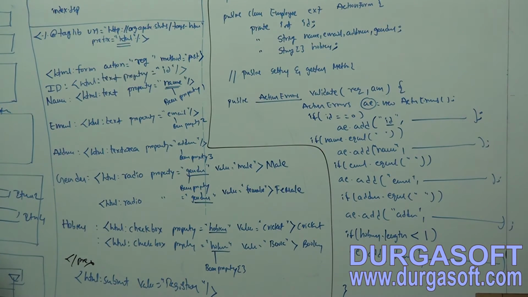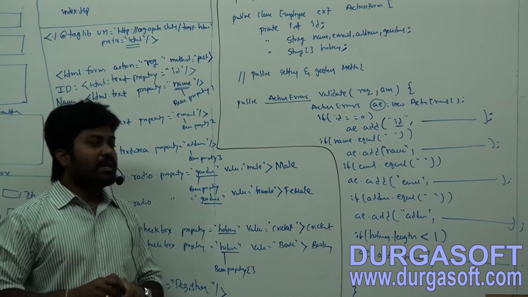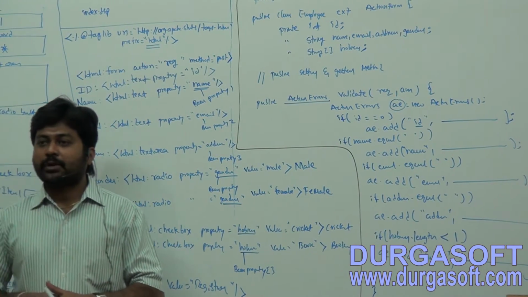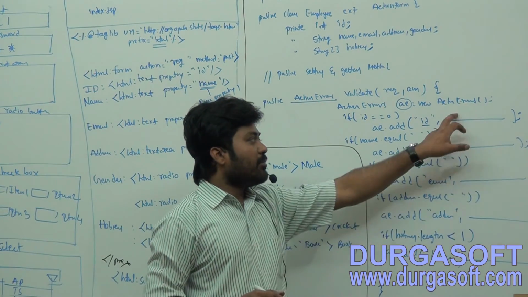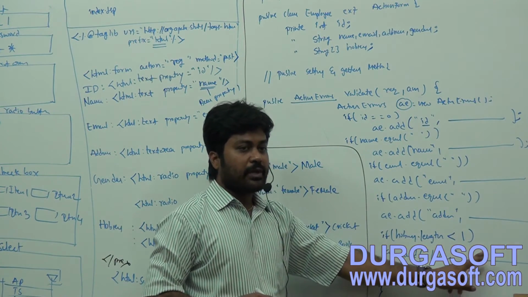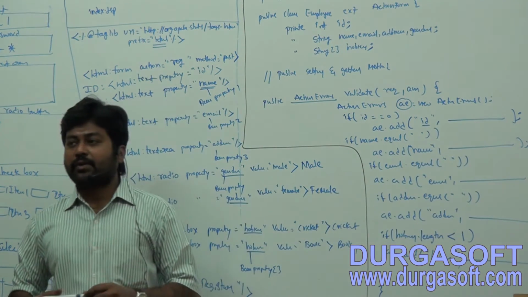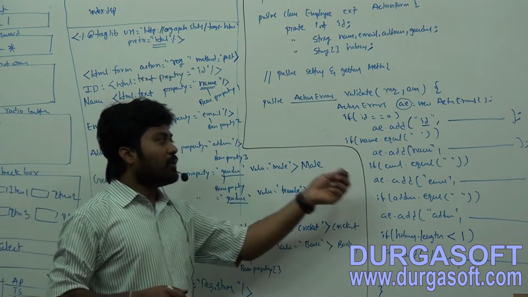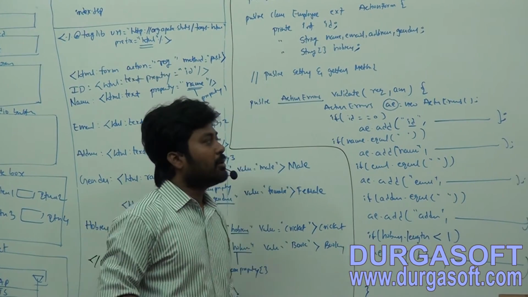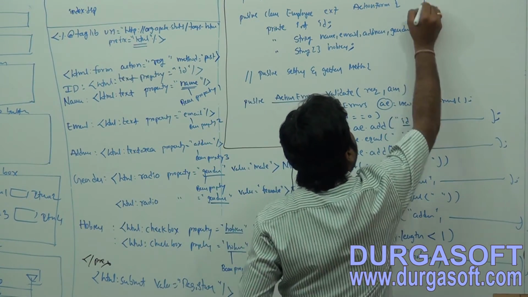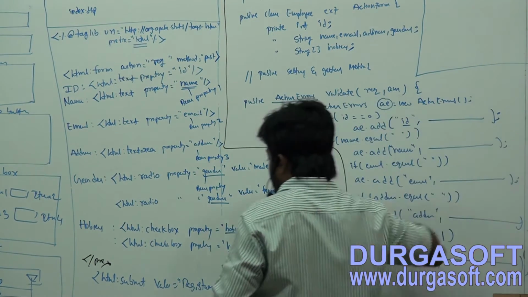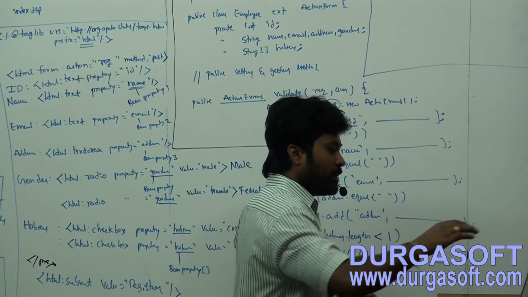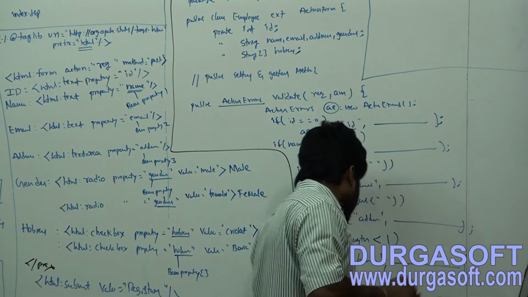One thing here: you can add error messages to the ActionErrors object, but those error messages you must read from a properties file. Compulsorily, whatever error messages you want to add here, you need to read from a properties file. You have to create a dot properties file, and from that properties file only we have to append error messages here. So you need to create a properties file for error messages, like name is required, email is required, address is required, and so on.